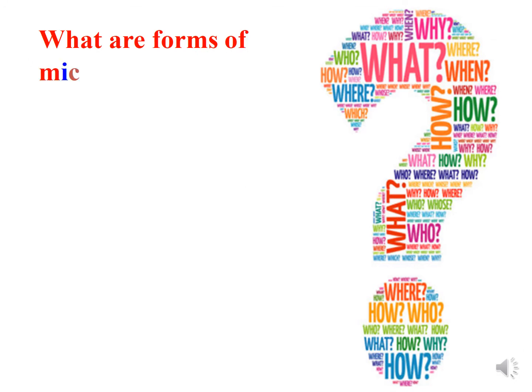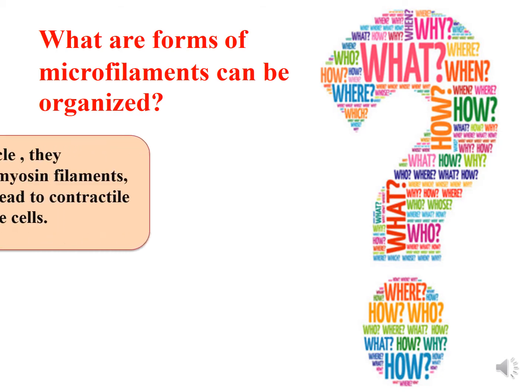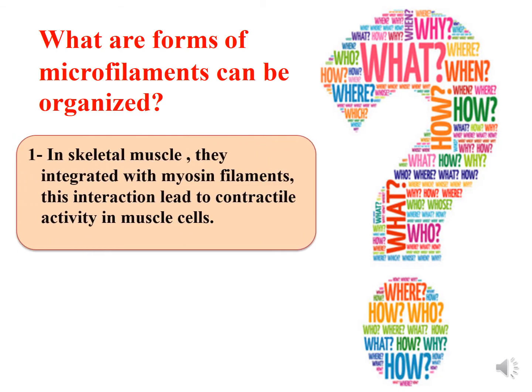What are the forms of microfilaments? Can be organized in the cell. Microfilaments are found in skeletal muscle. They are integrated with myosin filaments. This interaction leads to the contractile activity in muscle cells.